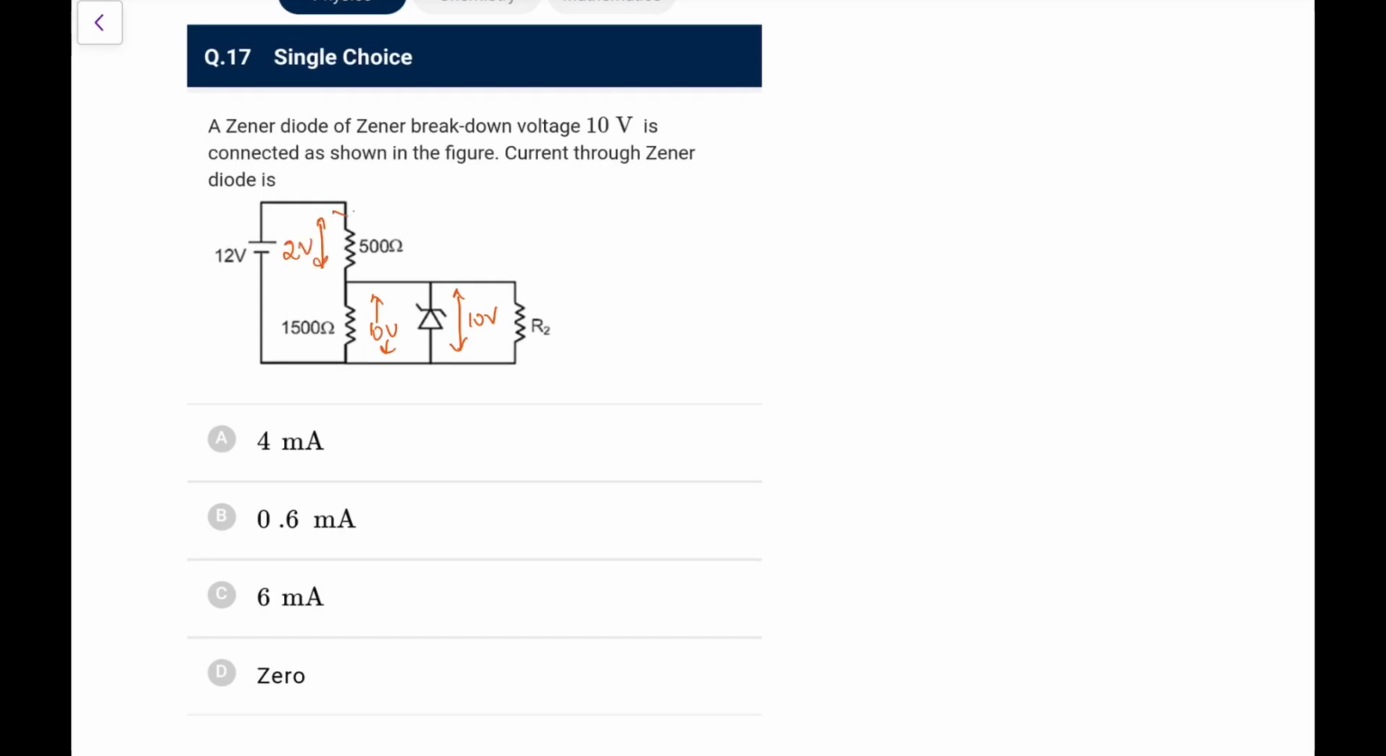So 2 volts means this current I1 would be 2 upon 500, or I can write it as 2000 upon 500 milliampere. So it is 4 milliampere. Okay. Now because this is 10 volt, the current through the diode you have to find out. Okay. So current through the diode, now it would be a tricky one.